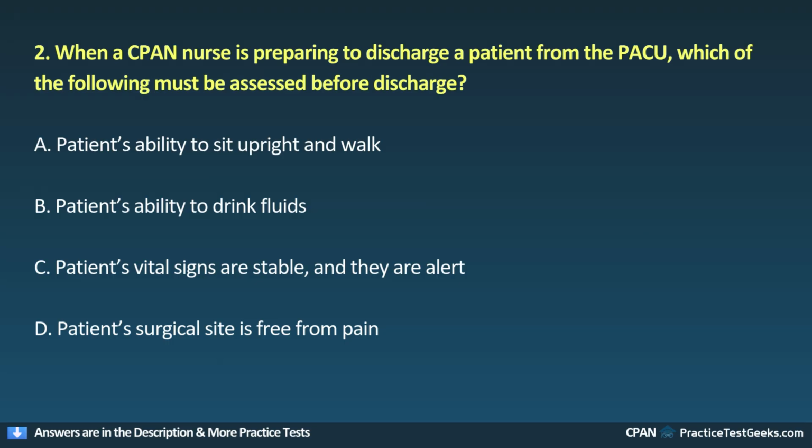2. When a CPAN nurse is preparing to discharge a patient from the PACU, which of the following must be assessed before discharge? A. Patient's ability to sit upright and walk. B. Patient's ability to drink fluids. C. Patient's vital signs are stable and they are alert. D. Patient's surgical site is free from pain.